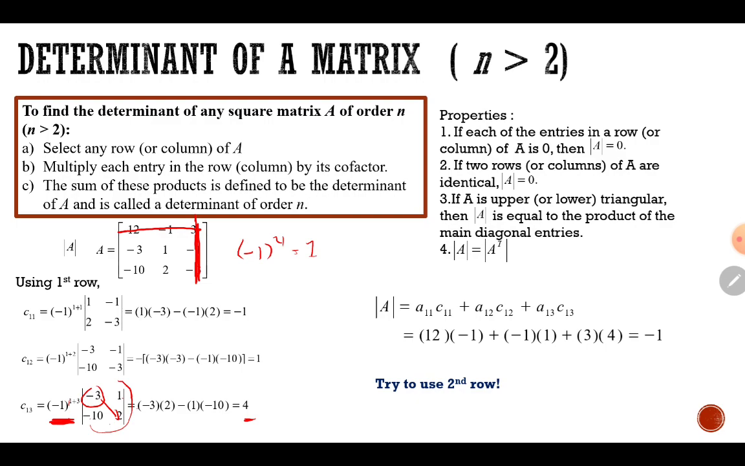Okay. And then each of this value ni, negatif 1, 1 dan 4 ni, each of this value kita akan darabkan dengan dia punya value yang kita potong tadi. Kan kita choose first row tadi kan. Yang ni C11 ni kita darab dengan 12. Sebab ingat tak? Yang ni kan hasil kita dapat ni bila kita potong first row first column. So dia punya value yang kita potong sebenarnya adalah 12. So 12 ni darab dengan negatif 1.